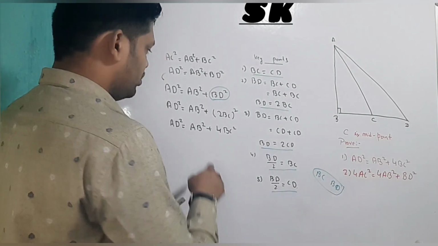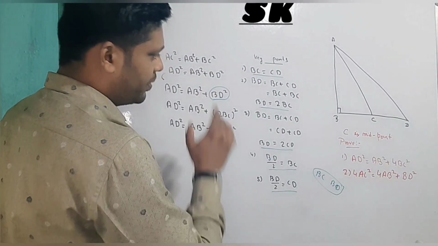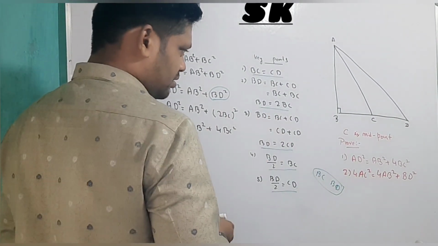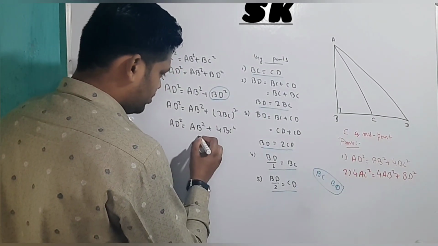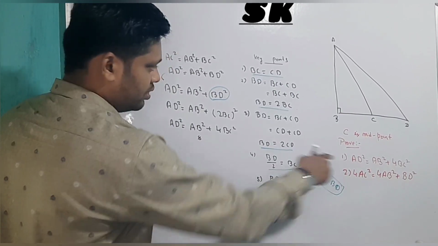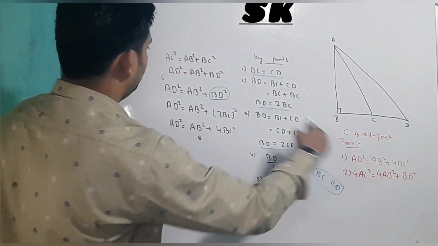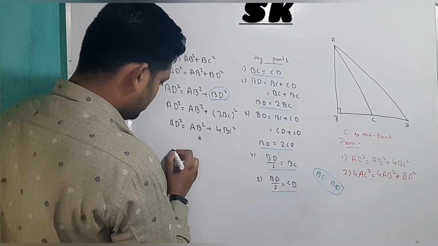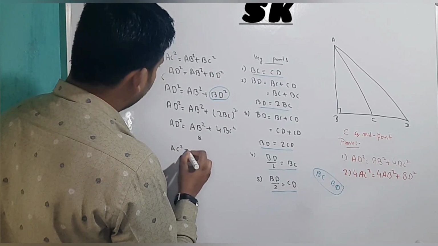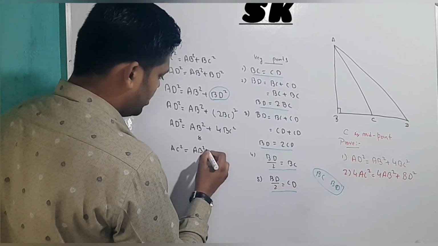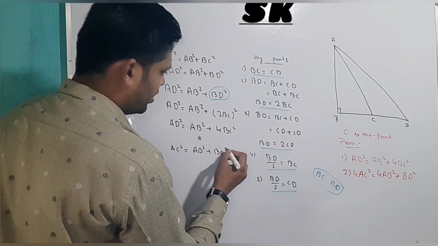Okay, so this one is already completed. I copied it because I need space. Okay, no problem, I will do it here. And the second one, this one is done. AC square, means this equation we have to use. So AC square is equal to AB square plus BC square.